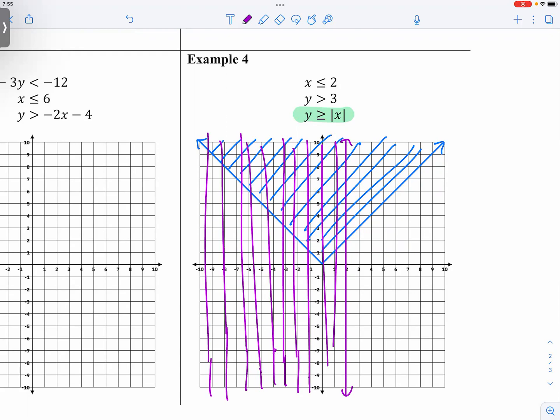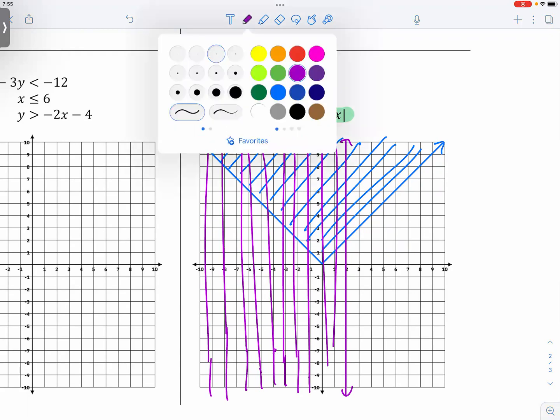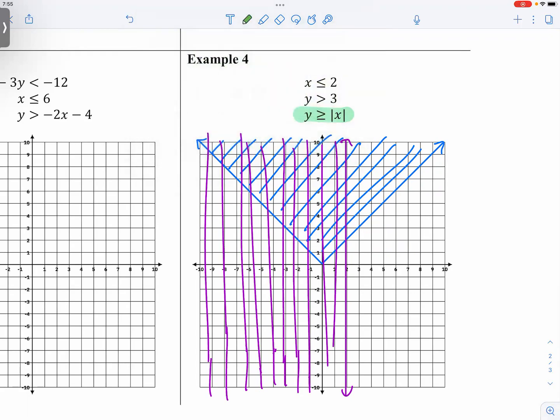And then y is greater than 3, just greater, not equal to. So greater than 3. Right there. And then it is greater than 3. So what you have here as your final product is like a little trapezoid like this.